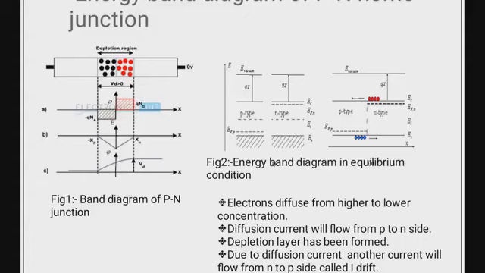Therefore, in the region a built-in potential is formed, which is basically called the potential difference. And due to this potential difference, what will happen? A current will be generated, which is basically flowing in the reverse direction of the diffusion current, and this current is called the drift current, and this drift current will flow from p to n side.